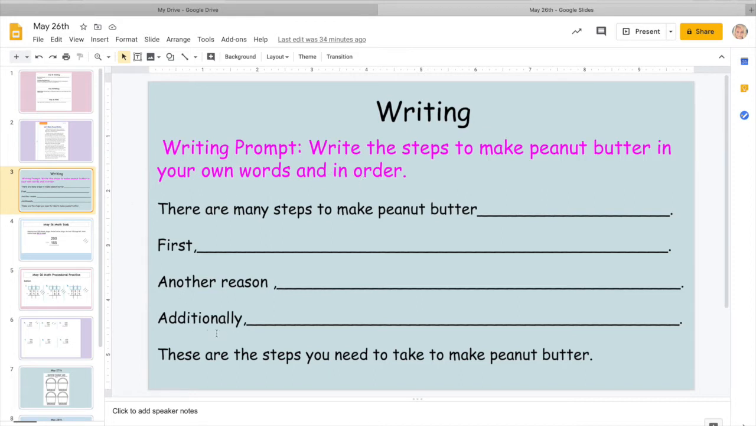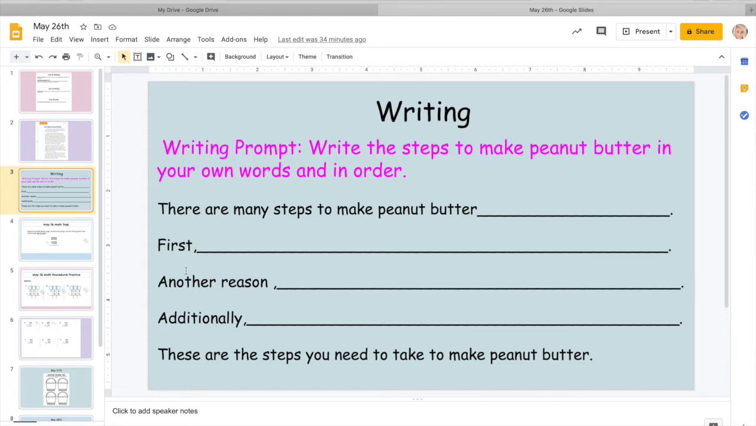So again, I gave you an outline here where if you fill this in, it's going to give you a really good paragraph. And a paragraph consists of usually 4 to 5 sentences. So this is going to be your introduction, where you're going to put, there are many steps to make peanut butter, and then fill in, maybe there are many steps to make peanut butter. This is how you make it. There are many steps to make peanut butter. Let's talk about the different steps. And then you're going to actually list the steps.